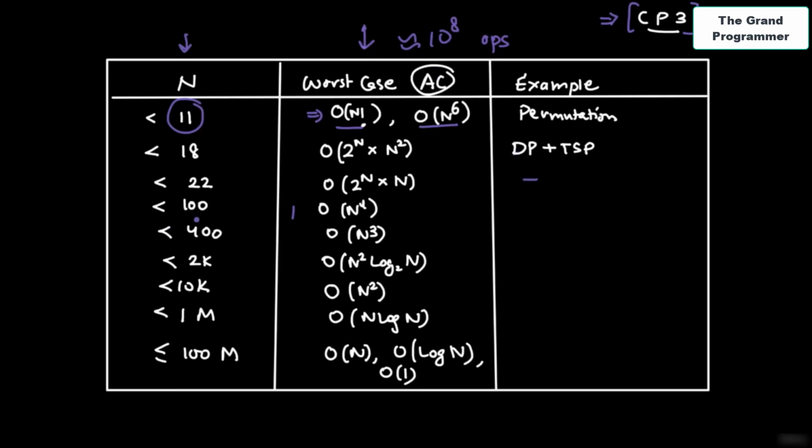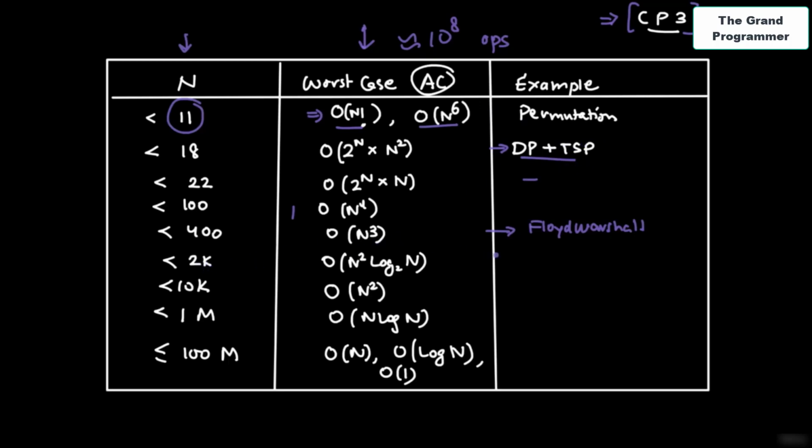Similarly, if n is 100, you can use an n power 4 algorithm. If n is 400, you can use an order n cube algorithm. An example of this is the Floyd-Warshall algorithm, that we have done in this course. Another example is DP with the traveling salesman problem, like DP in TSP. We have done this problem in the course.